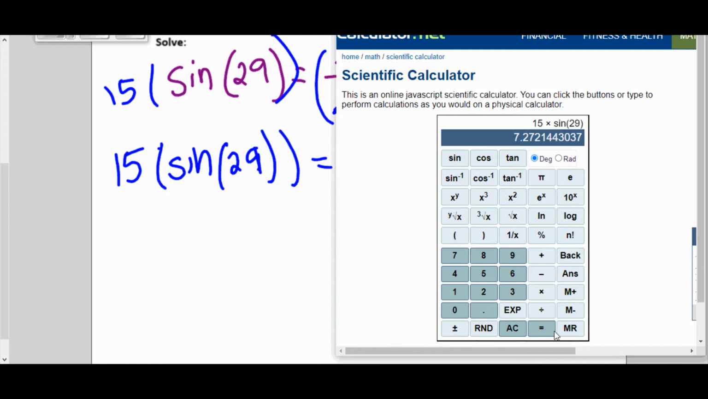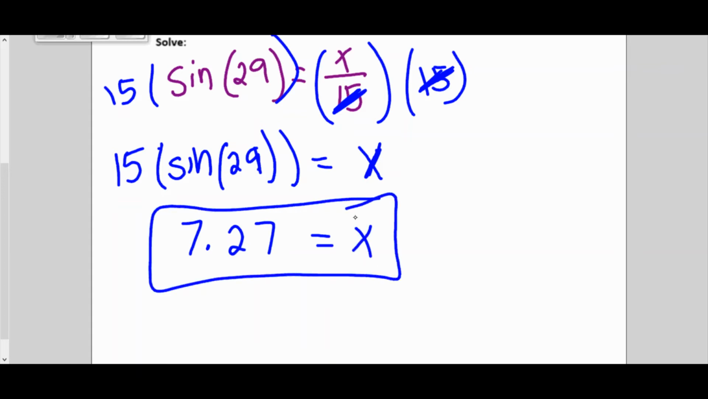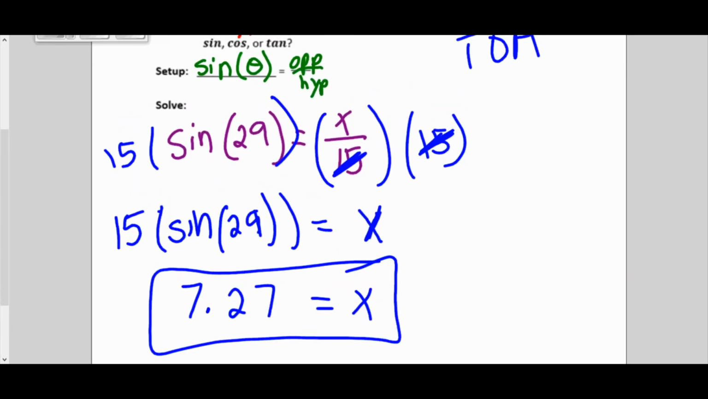So I'd write my answer as that side length is 7.27, equals x. So now I could tell you the length of my opposite side, opposite my reference angle. It would be 7.27. So that's the side length of the side opposite the reference angle.